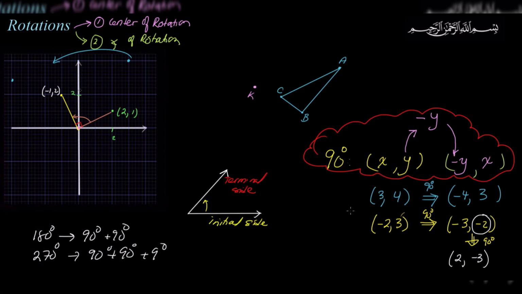And if you keep doing that, if you do it twice, it's 180 degrees. If you do it 3 times, it's 270 degrees. And if you do it 4 times, it's 360, and you're back to where you started. So it's very easy to rotate these in the Cartesian plane like this.